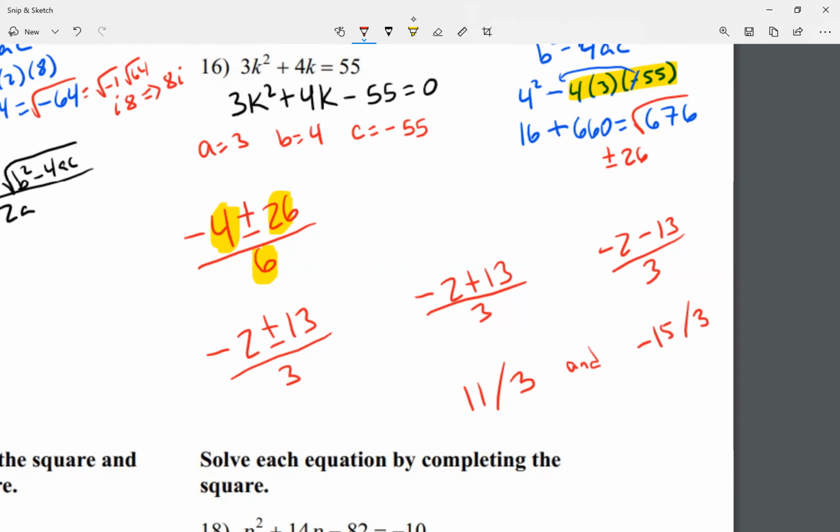Now, that can be done better, right? I'm going to call that negative 5, right? Negative 15 over 3. If you do have a fraction, make sure you bring that negative to the very front of the fraction. But 15 over 3, I'm just going to call it 5. So my answers are 11 over 3 and negative 5.